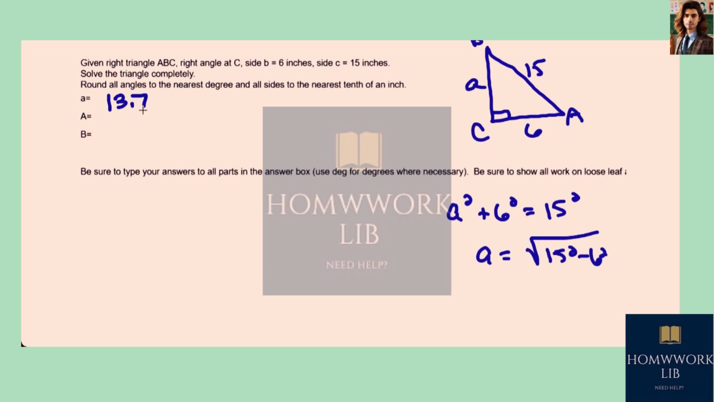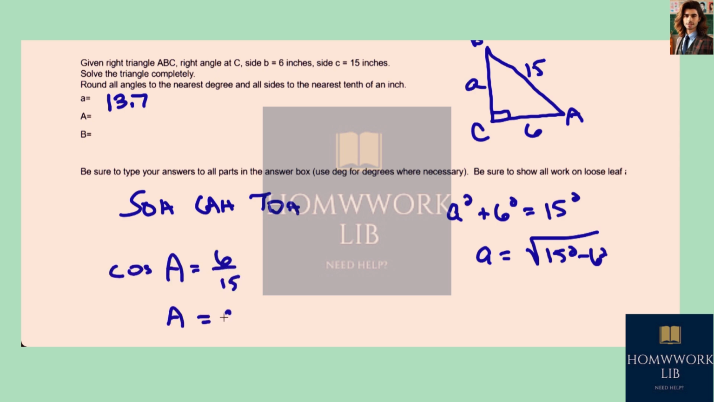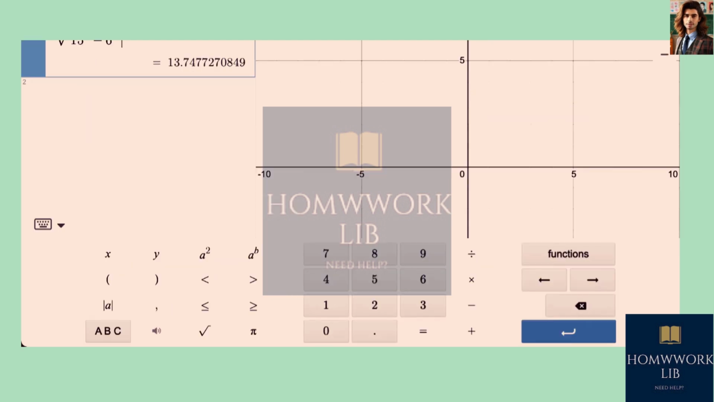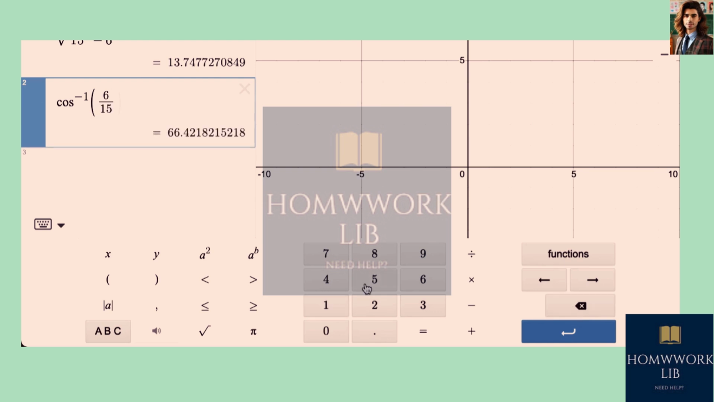Angle A, from angle A, use the adjacent and the hypotenuse. So if we're using SOHCAHTOA, which you should have learned about at this point, adjacent and hypotenuse would be cosine. And so we'll say the cosine of angle A is equal to 6 over 15, and so the measure of angle A would be the inverse cosine of 6 over 15. Back to a calculator, make sure your calculator is in degree mode, and it's the inverse cosine of 6 over 15. Nearest degree would be 66 degrees.